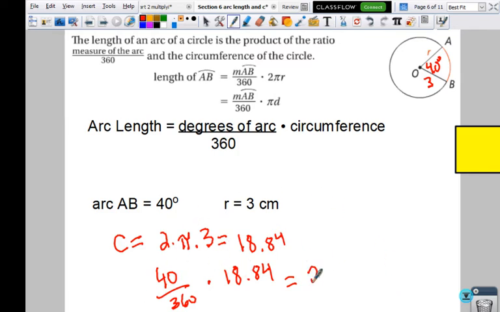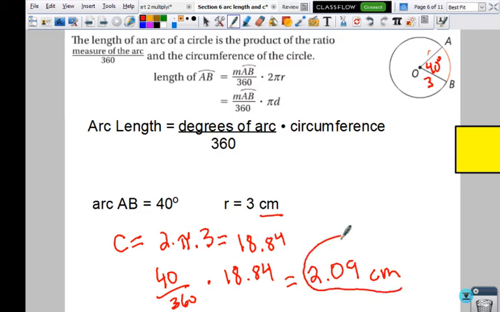Centimeters squared, right? Nope, because just centimeters. Just remember, arc length is like a fancy part of perimeter. So just centimeters. And I got my units on this one, centimeters, so 2.09.